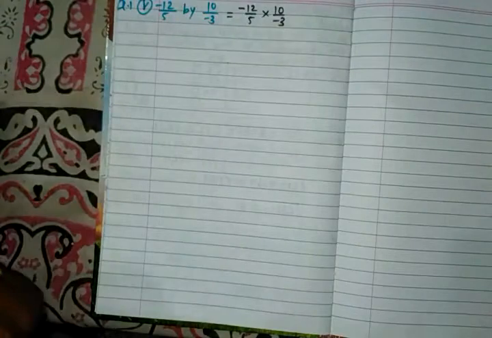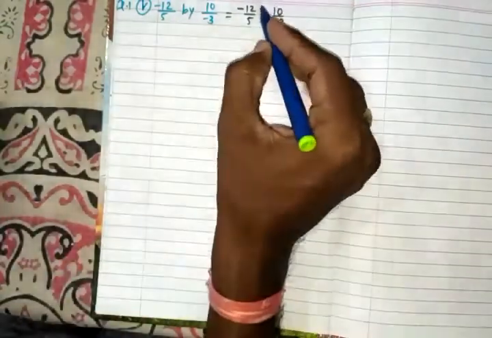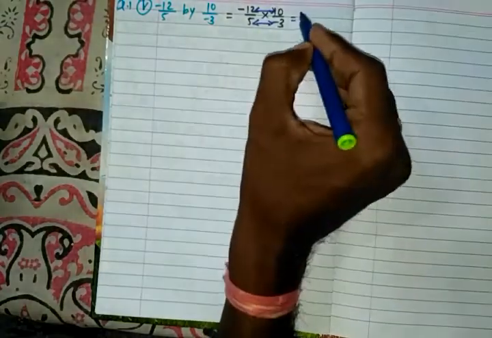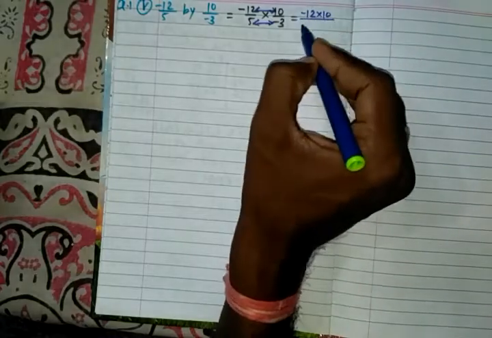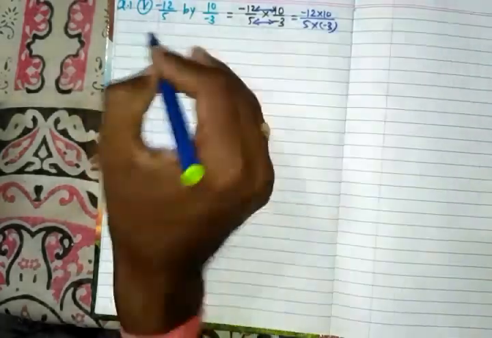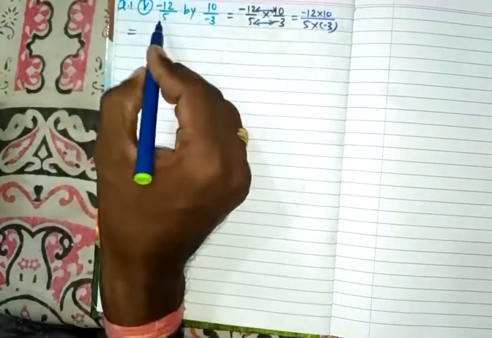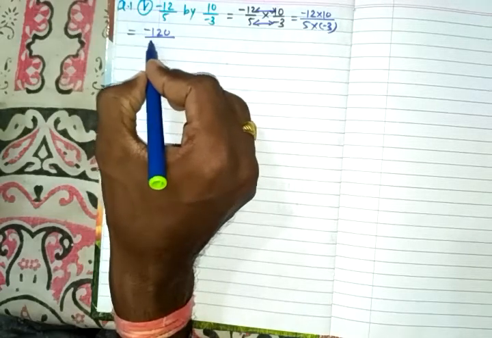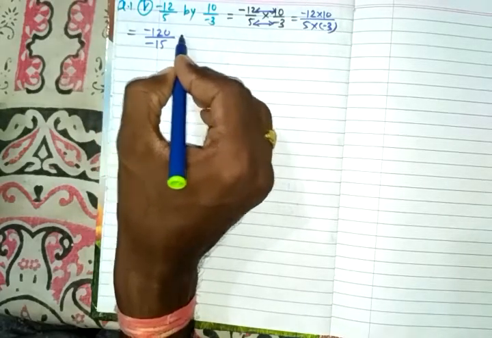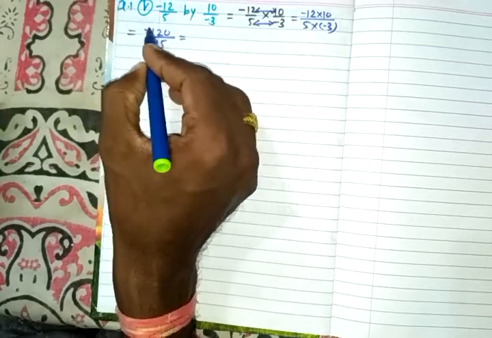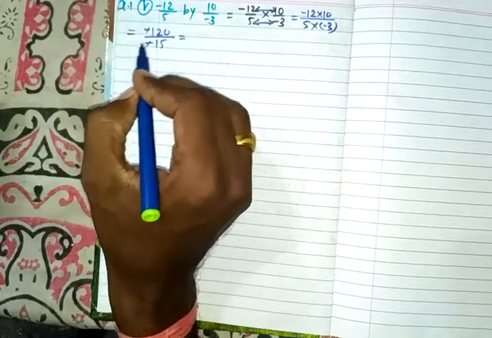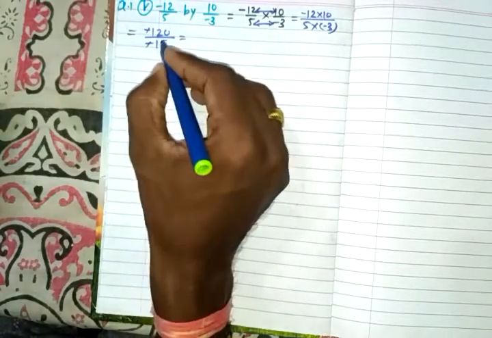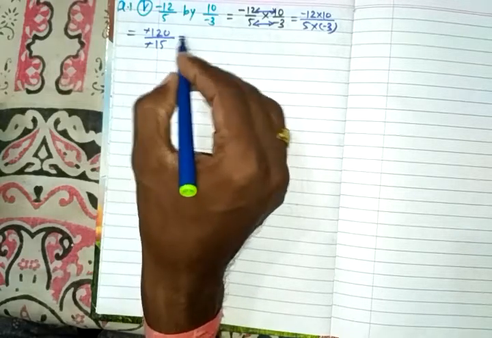So in multiplication of rational numbers, you have seen, students, we will multiply numerator to numerator and denominator to denominator. So minus 12 into 10 divided by 5 into minus 3. What is the answer of the numerator? Minus 12 into 10 is minus 120, upon 5 into minus 3, minus 15. When there is a minus sign in the numerator and denominator, both are eliminated. Now you can divide 120 by 15 also.